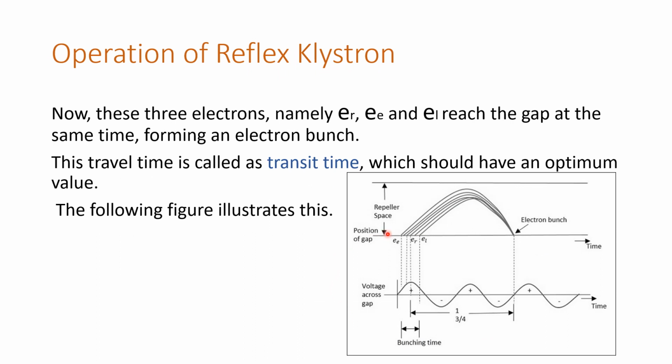Now these three electrons, reference electron, earlier electron, late electron, reach the gap at the same time, forming the electron bunch. This travel time is called transit time, which should have an optimum value. This is the figure which shows that the earlier electron, reference electron, late electron reach the gap at the same time and form the electron bunch.